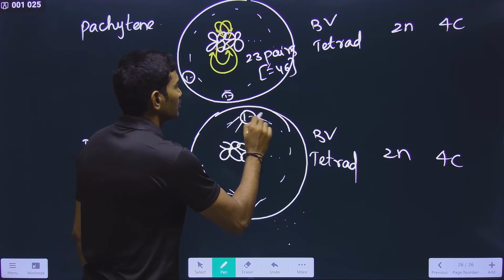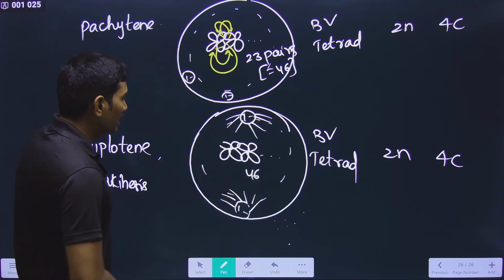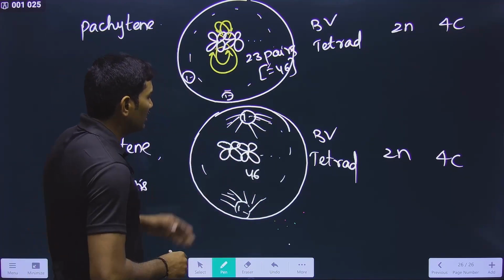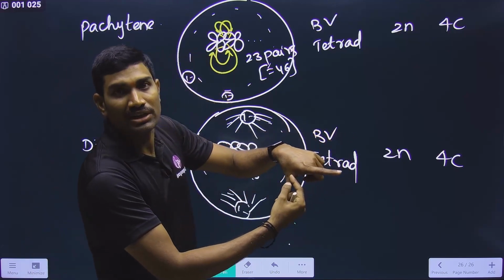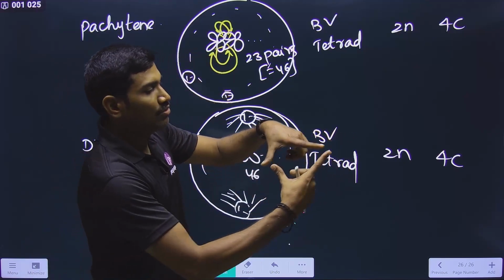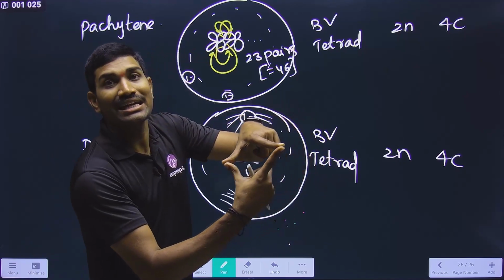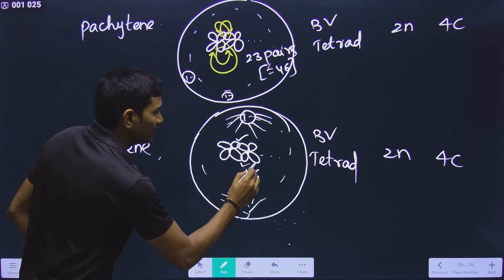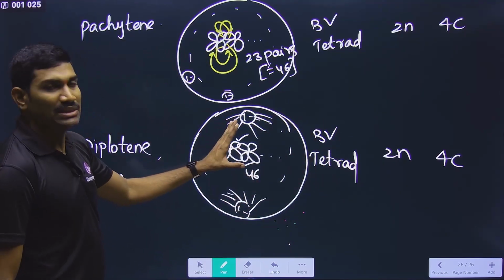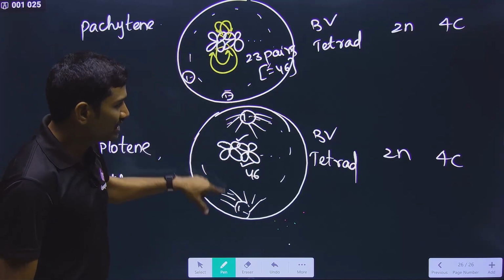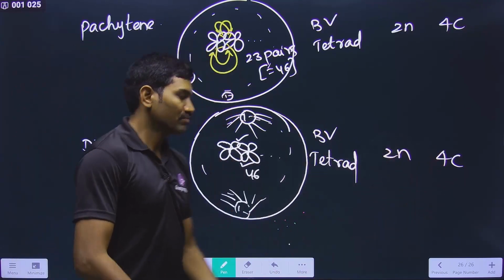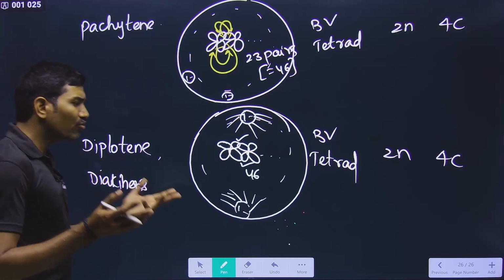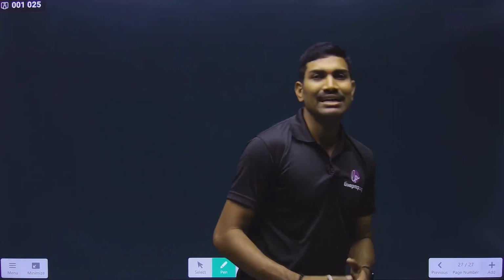Now from this, spindle fibers are coming out. In this diagram, no change. Anyhow, the chiasmata in between locations are separated. Only at the terminal portion will the chiasmata be attached. So they are present like this, which means they are still present as pairs only. So it is bivalent, tetrad, 2n, 4c for the diakinesis. But the fully condensed chromosomes are seen in the diakinesis.